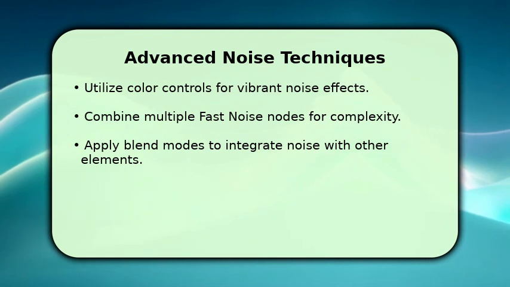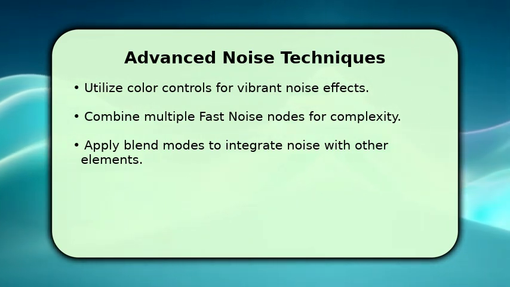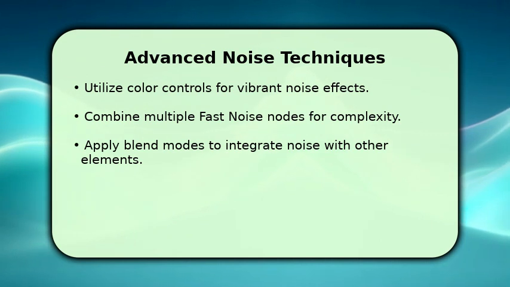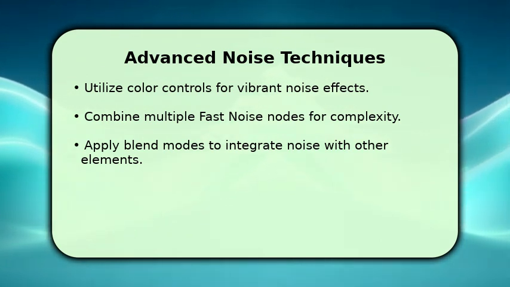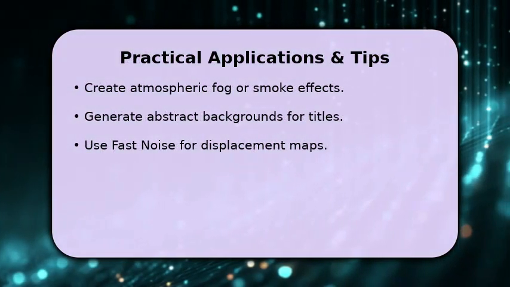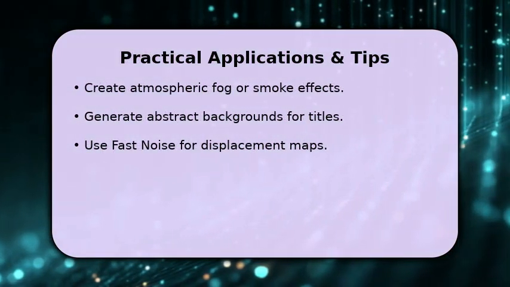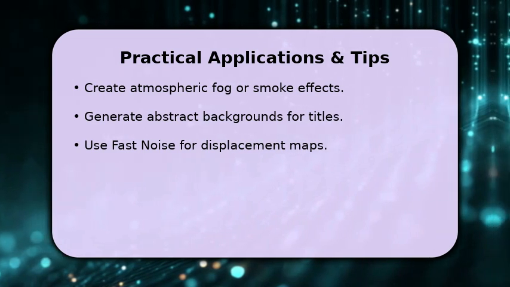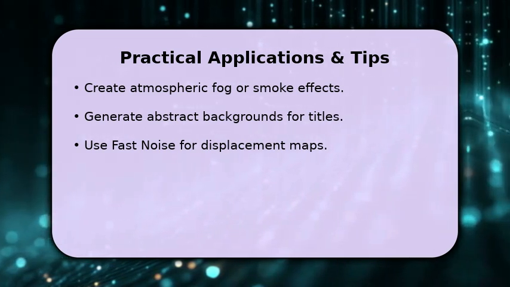Use blend modes like overlay or screen to seamlessly integrate your noise with other layers, adding depth and texture to your visuals. Fast noise has many practical applications. It's excellent for generating realistic atmospheric effects like fog or smoke, adding depth to your scenes.